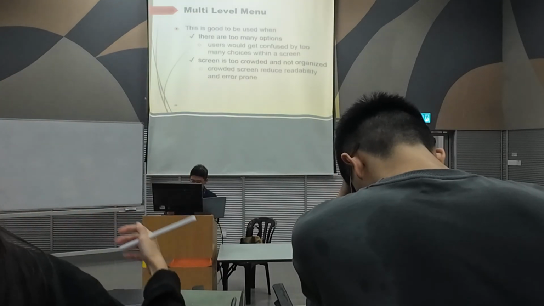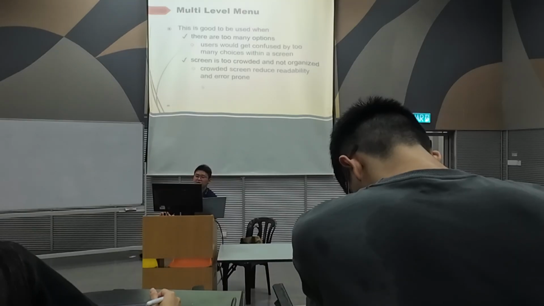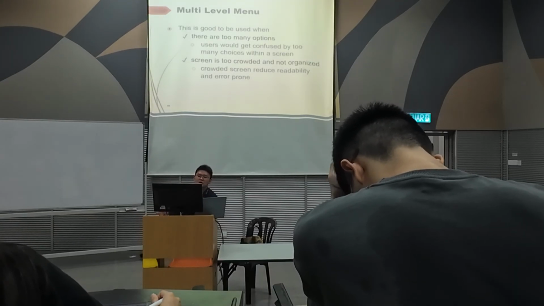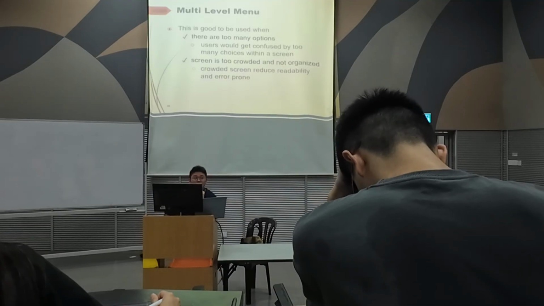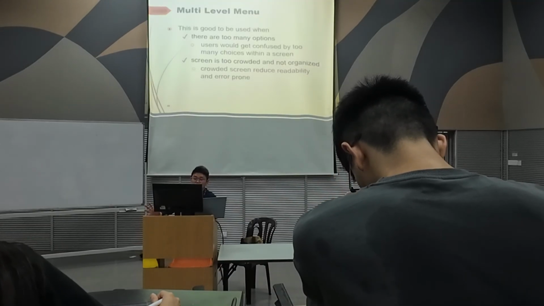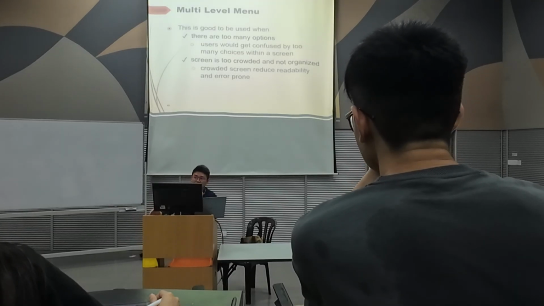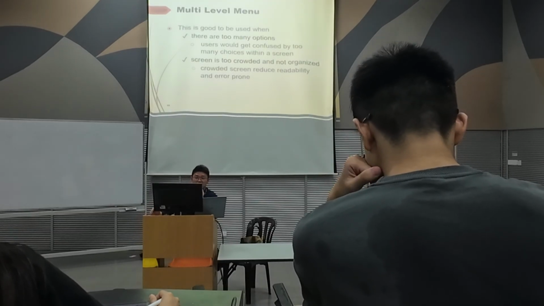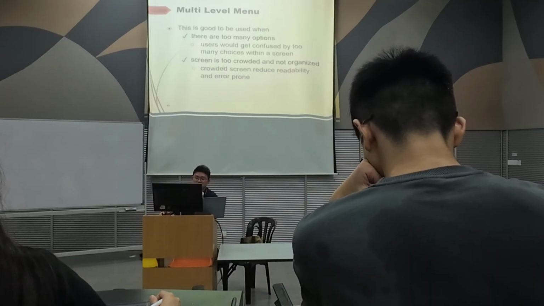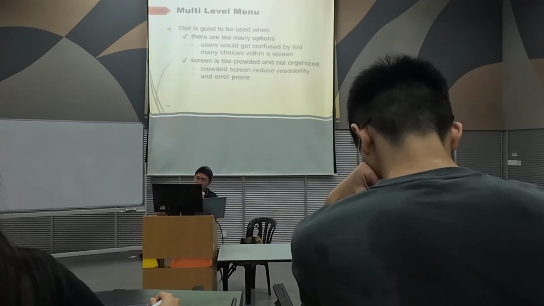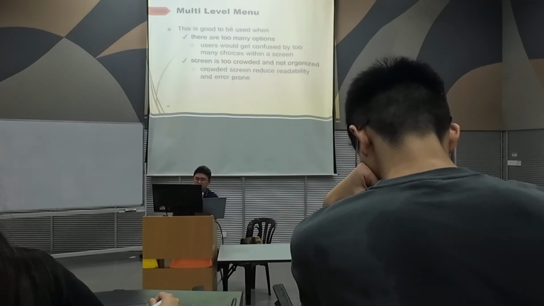Okay, next we have multi-level menu. So when do you use a multi-level menu? When there are too many options inside your program, which leads to the user being very confused. The user would get confused by too many choices and not know which one to choose. Then you have to break it up into a multi-level menu. When the screen is too crowded with too much information, you have to use a multi-level menu.